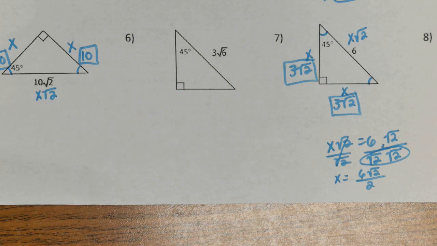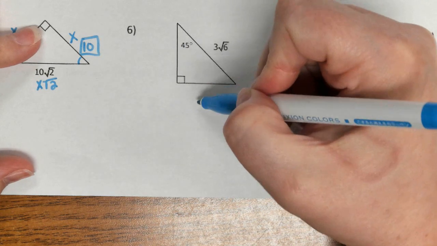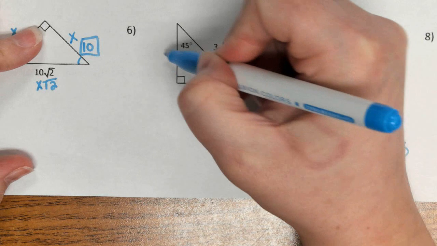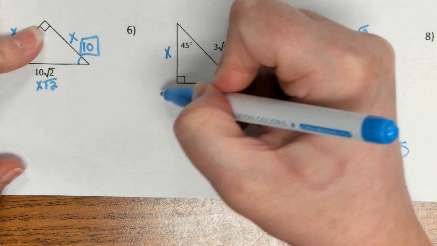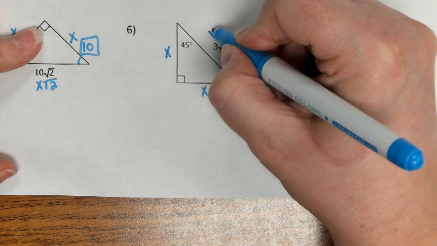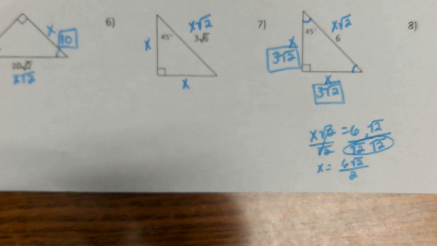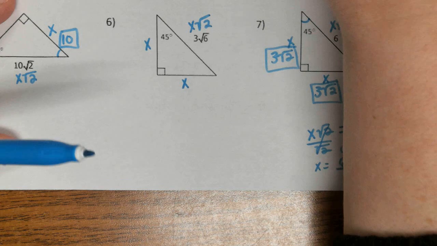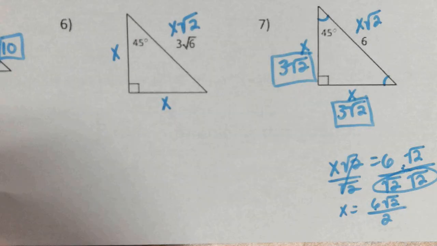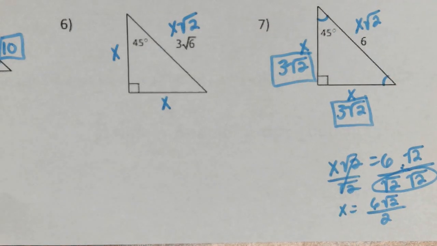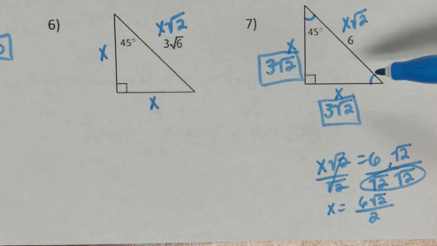Alright, so on the 45, 45, 90, number 6, the labels still are the same. Across from the 45 is your x. Across from this 45 is x. And across from the 90 is x square root of 2. What makes this one different? Why is it weird? Yeah, it's not a 2, is it? And it's not even a whole number, which we've already practiced, like on number 7.